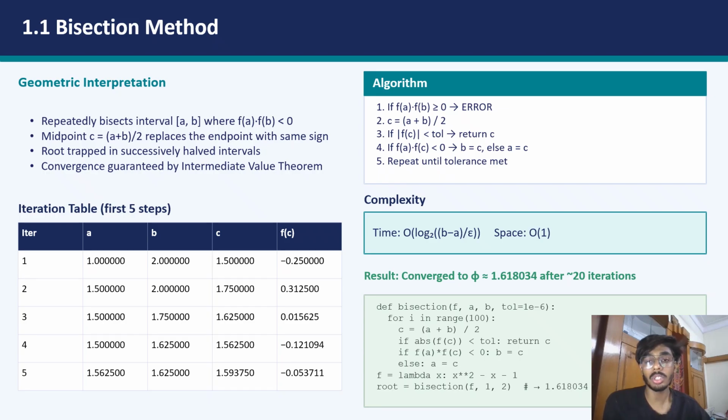The result of convergence is 1.618034 after more than 14 to 20 iterations. The Python code is there for the respective method. We use a lambda function and a function for bisection, in which we take as input f, the interval a and b, and tolerance, and we perform it using a loop.